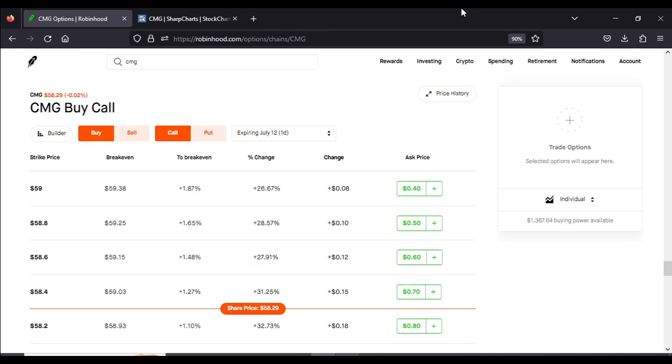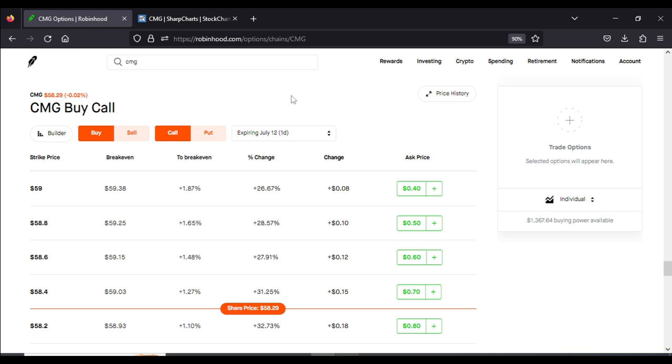So here we are on the Chipotle options chain, and there are a few things you need to know very quickly. Number one is the current share price of the stock. Number two is the expiration date of the stock and whether we're going to be buying or selling a call or a put.